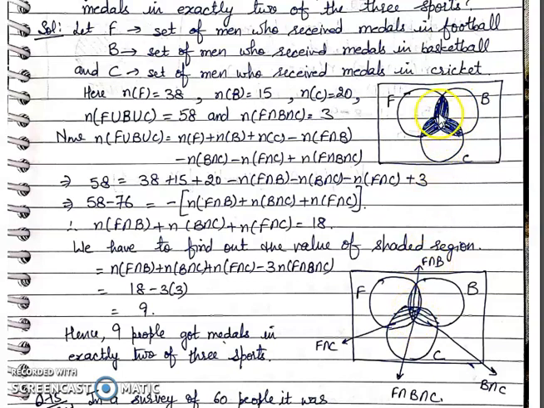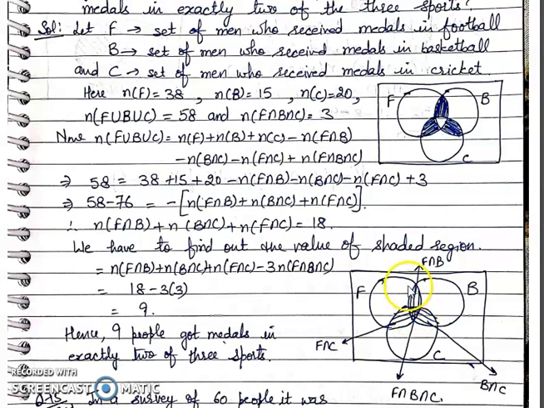But we want only this shaded portion. So from these three intersections, from the sum of these three intersections, we have to subtract the common portion 3 times. Why 3 times? Because this common portion is included in F intersection B, B intersection C and F intersection C. It is included in all these three.